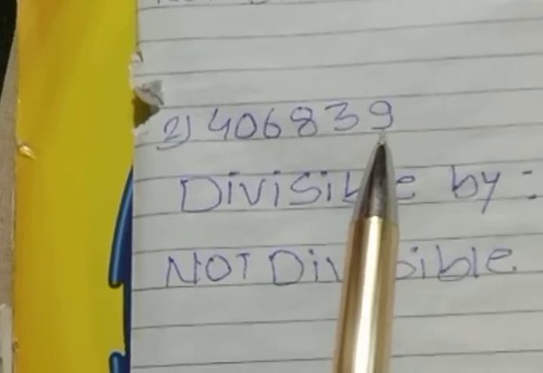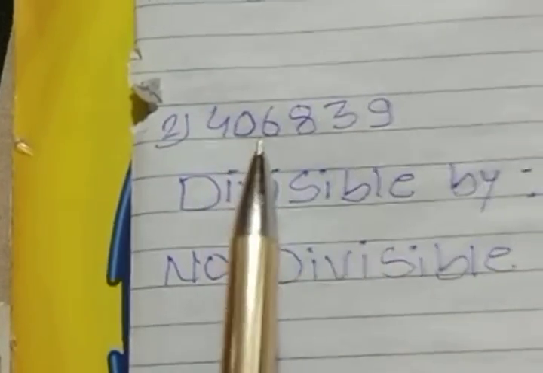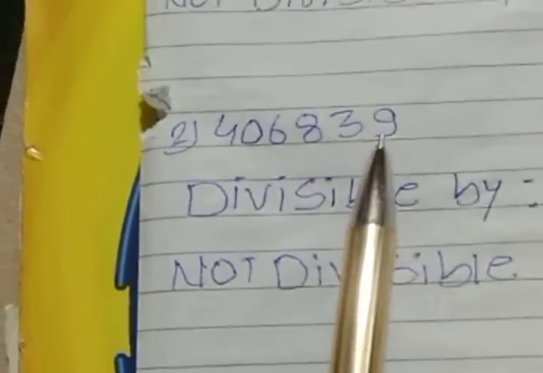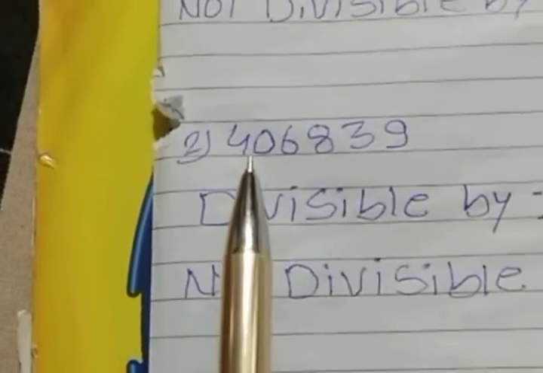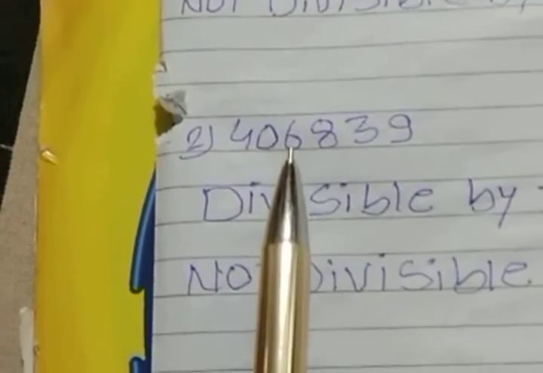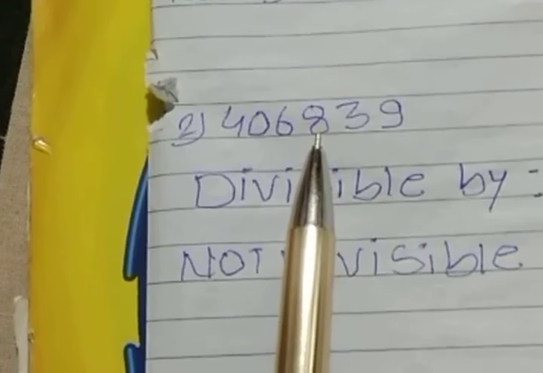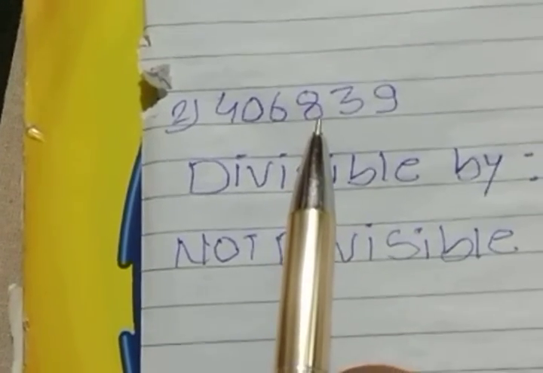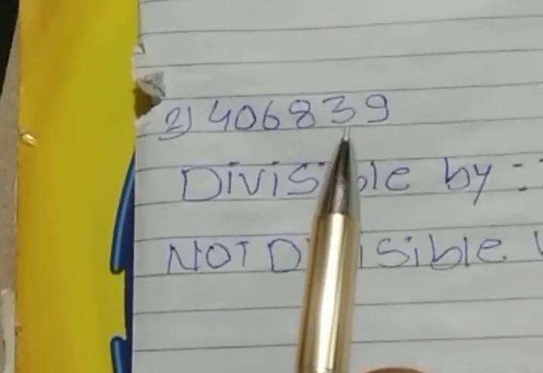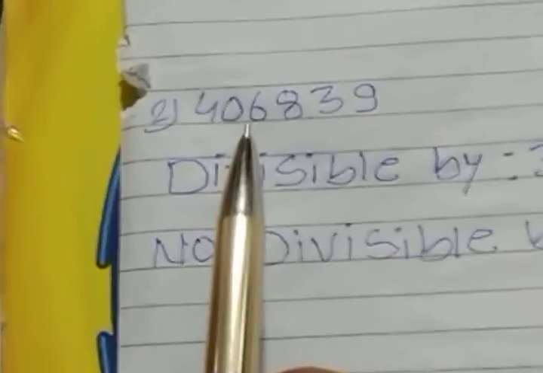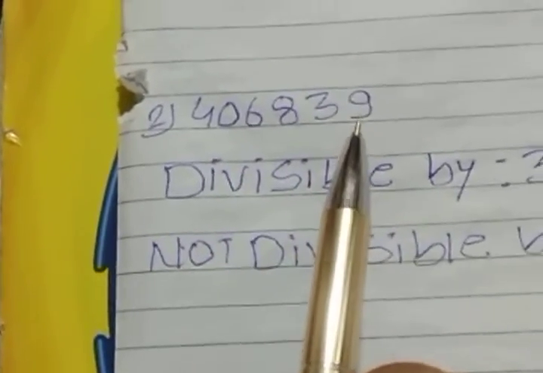According to the divisibility test of 3, the sum of the digits of a number should be divisible by 3. So what is the sum of these digits? The sum of the digits is 4 plus 6 is 10, 10 plus 8 is 18, 18 plus 3 is 21, 21 plus 9 is 30. So 30. So this number is going to be divided by 3.